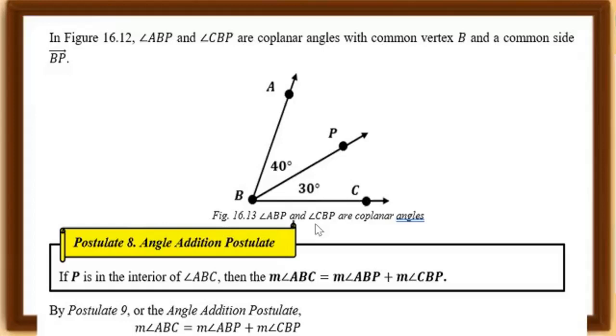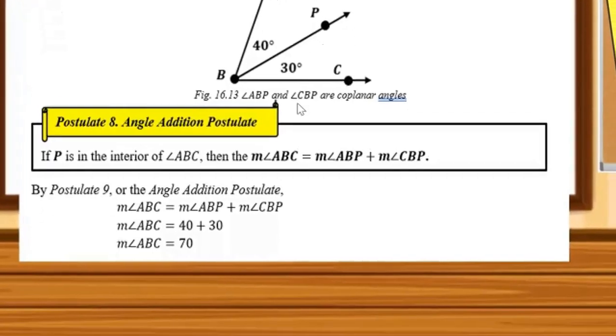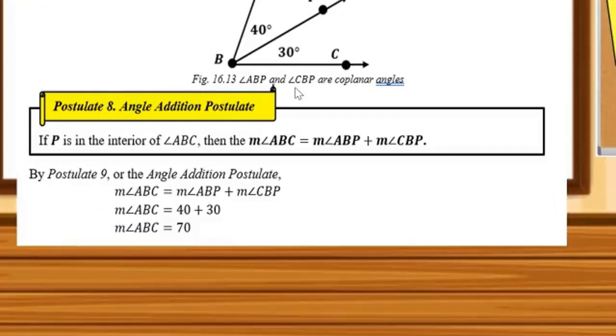By postulate 9, the angle addition postulate, the measure of angle ABC is equal to the measure of angle ABP plus the measure of angle CBP. Therefore, the measure of angle ABC is equal to 40 plus 30, and 40 plus 30 is equal to 70. And we can conclude that the measure of angle ABC is equal to 70.